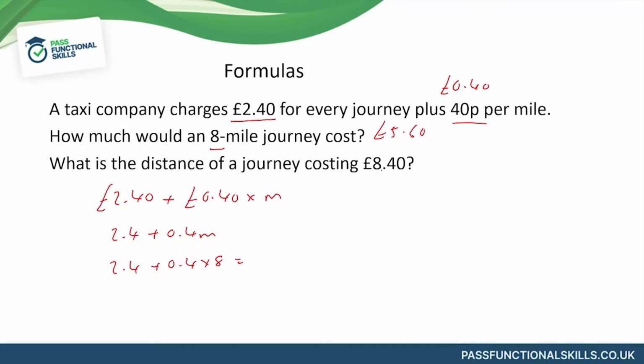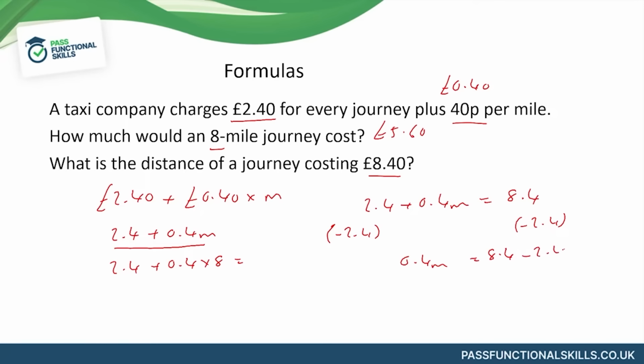Now for the second example, this is the cost of the journey and this is the formula for the cost of a journey. So therefore I can say that 2.4 plus 0.4 m equals £8.40 or 8.4. Now what I'm going to do is take away 2.4 from both sides. So 0.4 m equals 8.4 take away 2.4. So 0.4 m is 6. And now dividing both sides by 0.4. M is 6 divided by 0.4. So m being the number of miles travelled, 6 divided by 0.4, which is 15 miles.